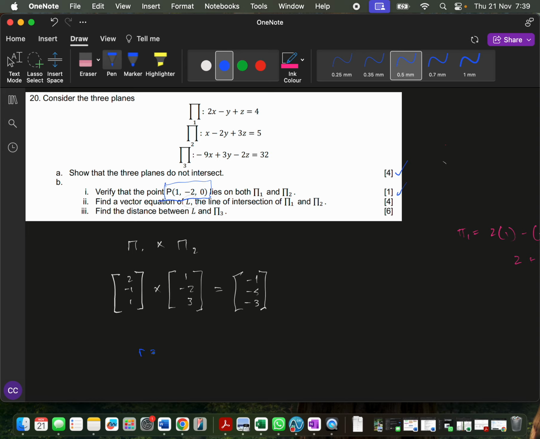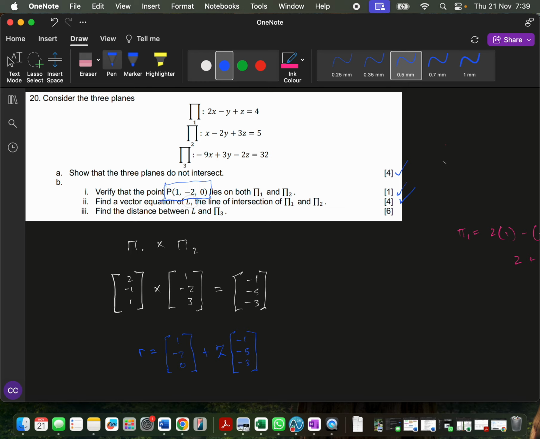So my vector equation of the line is going to be that point, (1, -2, 0), plus some constant times (-1, -5, -3). So that's the vector equation of the line. We got it. We're good to go.